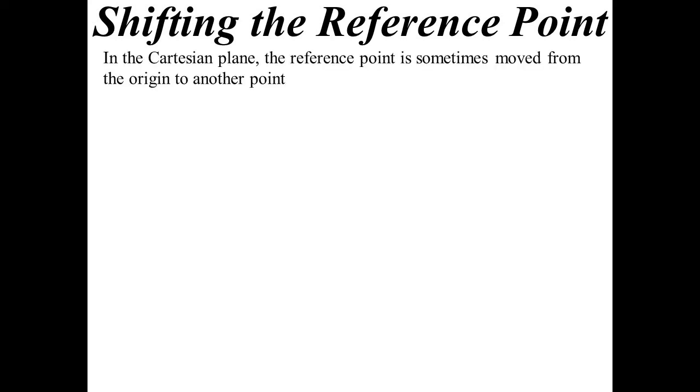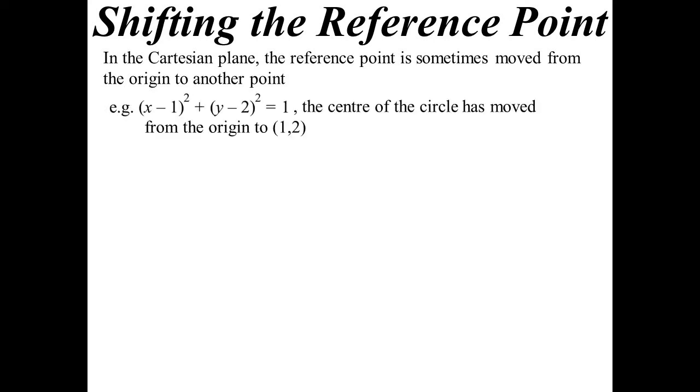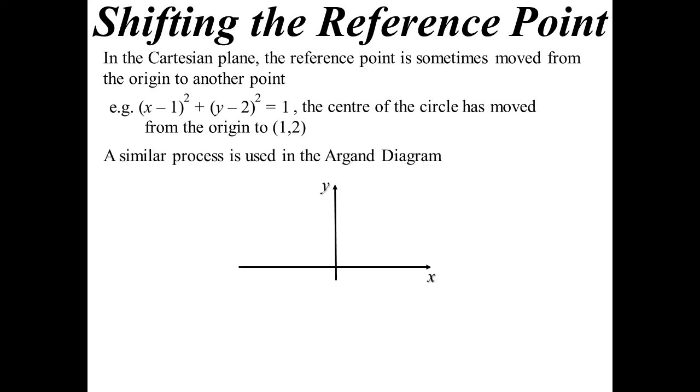So what happens when we shift the reference point? Now, we're not always going to be connected to the origin, just like vectors. You can move a vector around. We know this circle, we've moved the center from the origin to the point 1, 2. We could do exactly the same for anything, because the Argand diagram is essentially the number plane. So all those ideas we've seen in curve sketching, we can use in the Argand diagram.